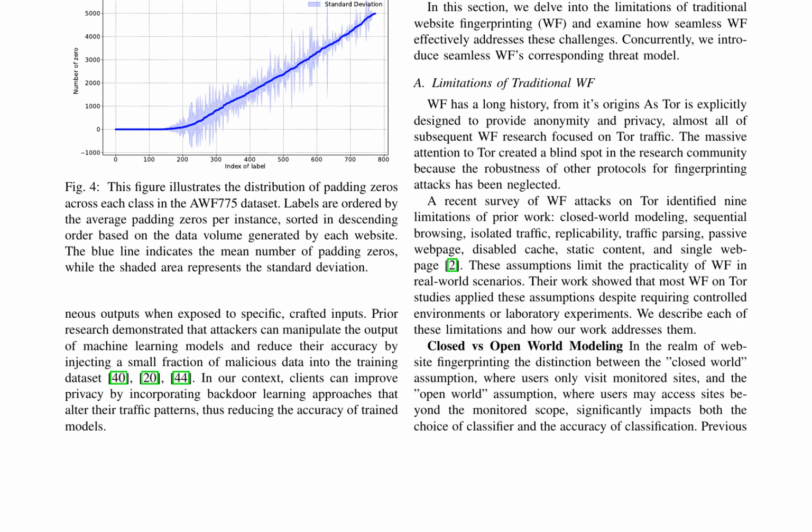Unlike traditional methods, the proposed approach classifies at the entire site level rather than individual pages, sidestepping the issue of padded zeros that introduces distinguishing features. Figure 4 illustrates the near-linear relationship between padded zeros and predictive models in the AWF 775 dataset, highlighting the overestimation of website fingerprinting efficacy in practical scenarios.